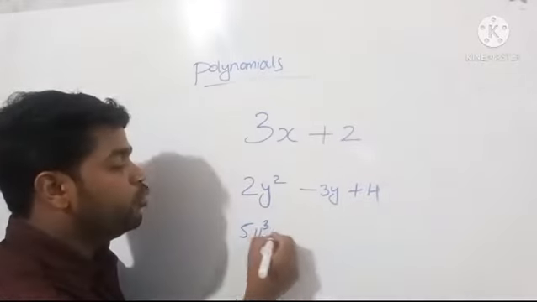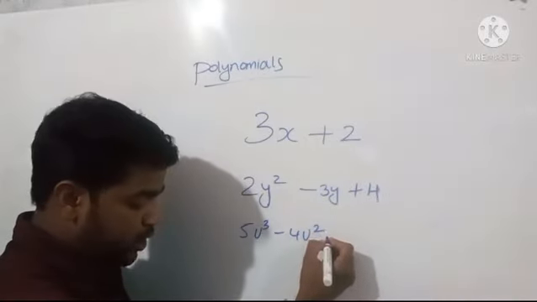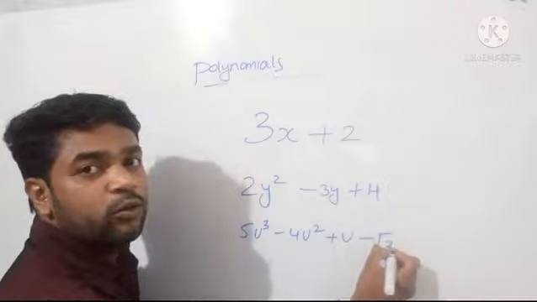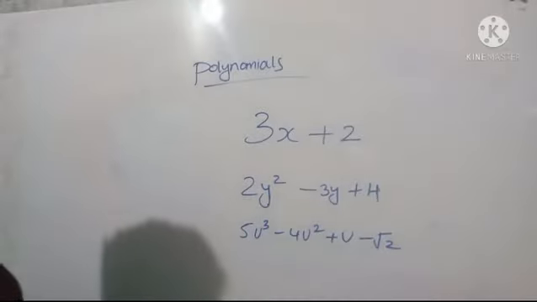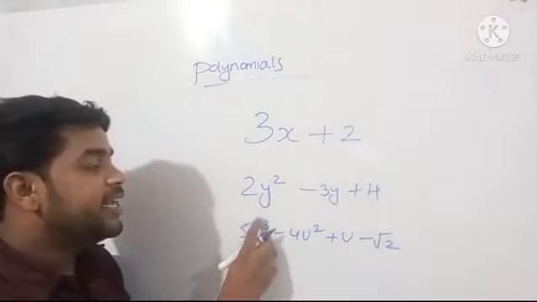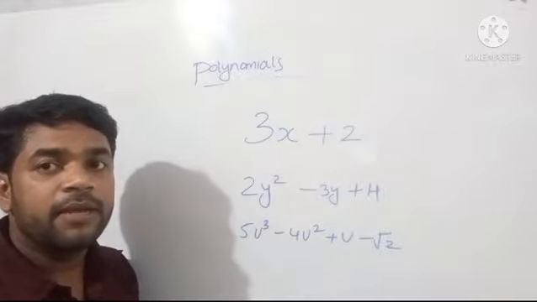And next, 5u cube minus 4u square plus u minus root 2, that is also a polynomial with the variable u and degree 3, a third degree polynomial.